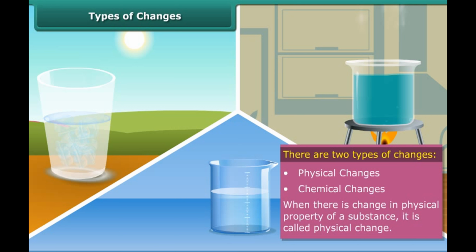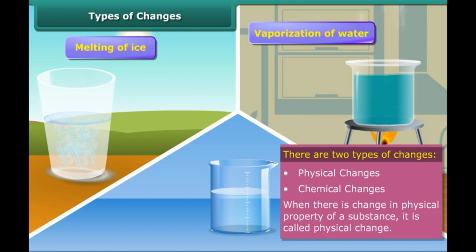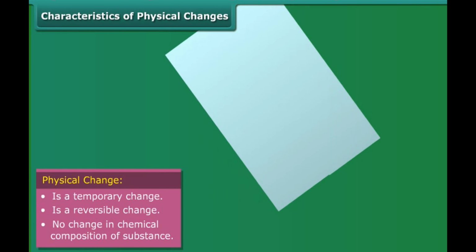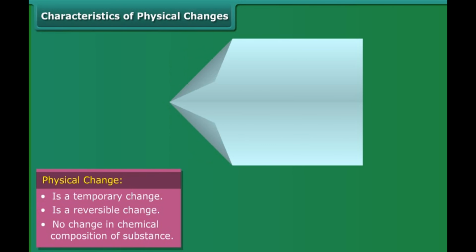Examples of physical change are melting of ice, vaporization of water, dissolution of sugar or salt in water. Take a piece of paper. Fold it to make a paper aeroplane.